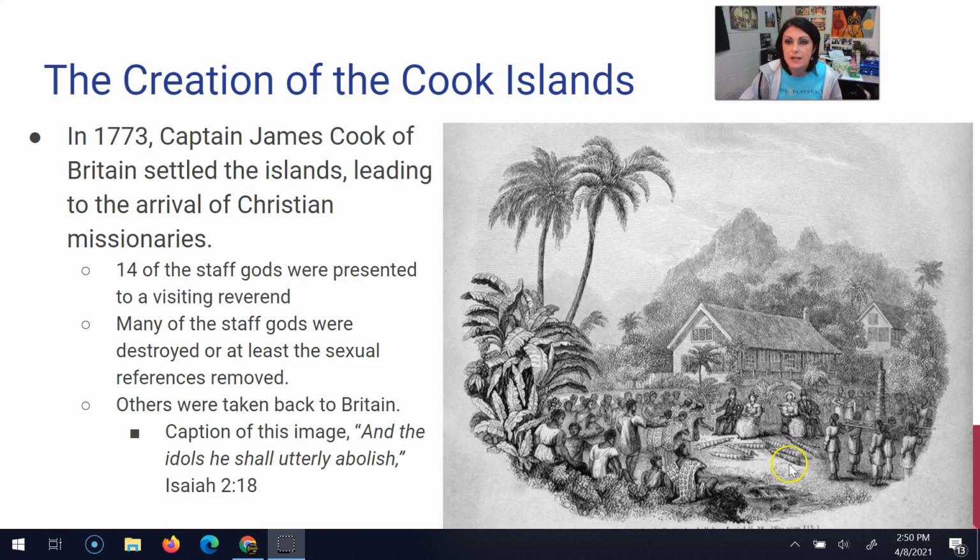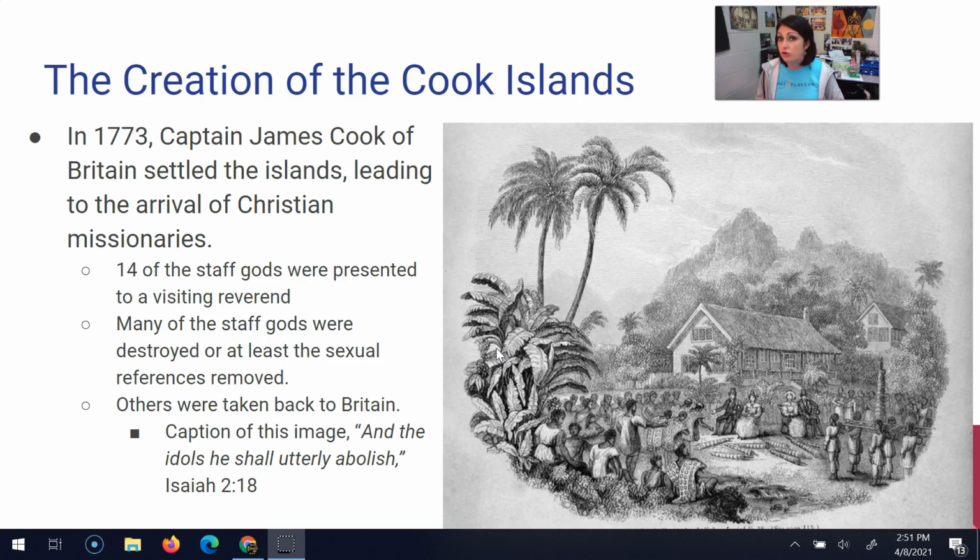And if you look right down here, you can see these little gods that look like poles laying on the ground, all right? And the Christians who showed up were just aghast at these things, like, oh my God, this is what you guys are bringing us. And they were like, yeah, this is our gods. This is a really important thing to us.